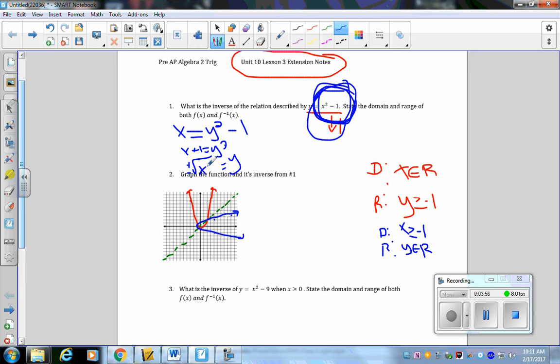All right, without that, I would only graph part of it. I'm asking for the whole inverse of this original function. So I need the positive square root of x plus 1 and the negative square root of x plus 1.